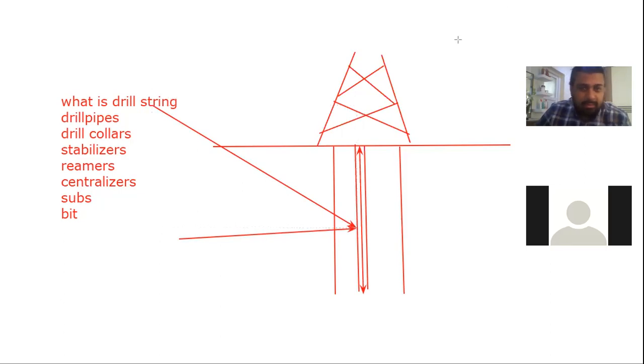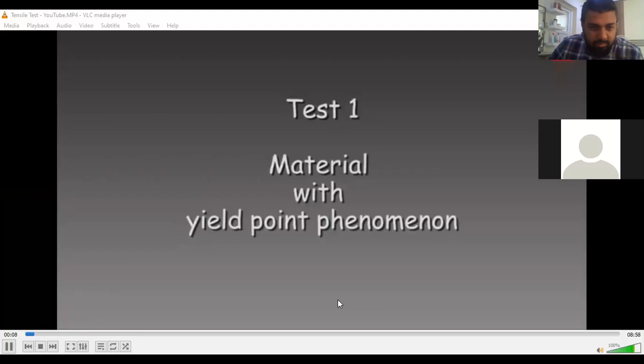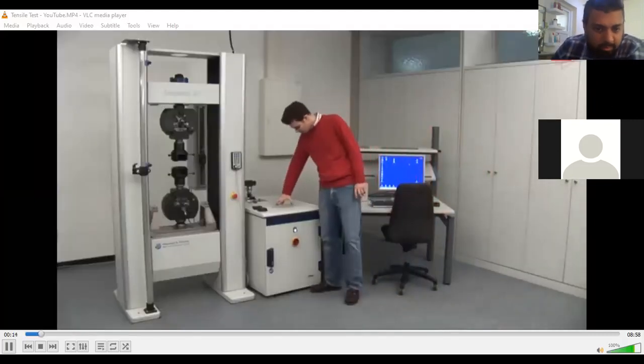In order to design the drill string, we have to care for some of the properties. First of them is the tensile strength. Let's look at the tensile strength and how it looks. I mean, what is a tensile test? The tensile test. First test, material with yield point phenomenon. In the first tensile test, a plain carbon steel with yield point phenomenon is to be tested.